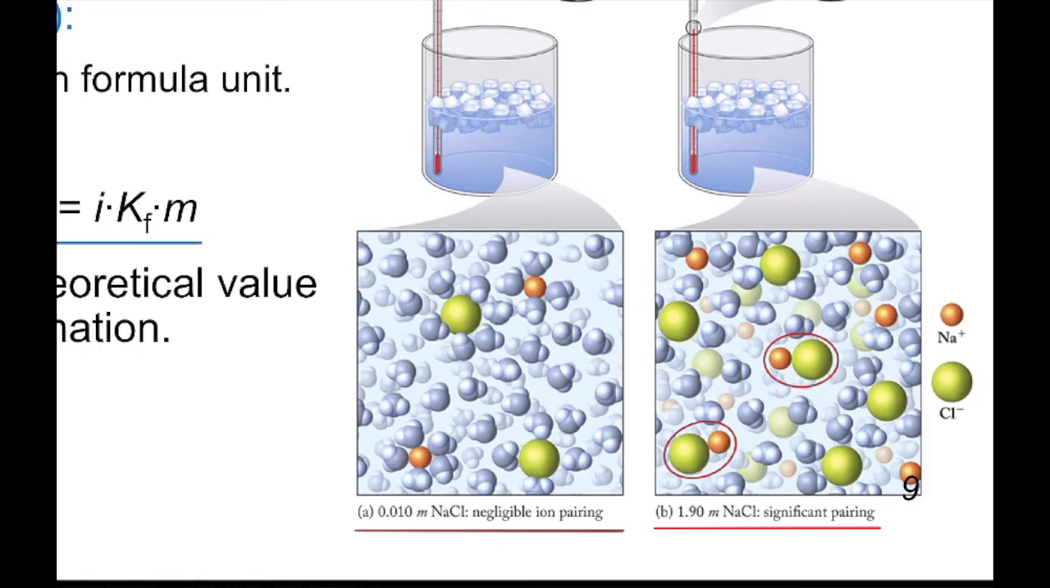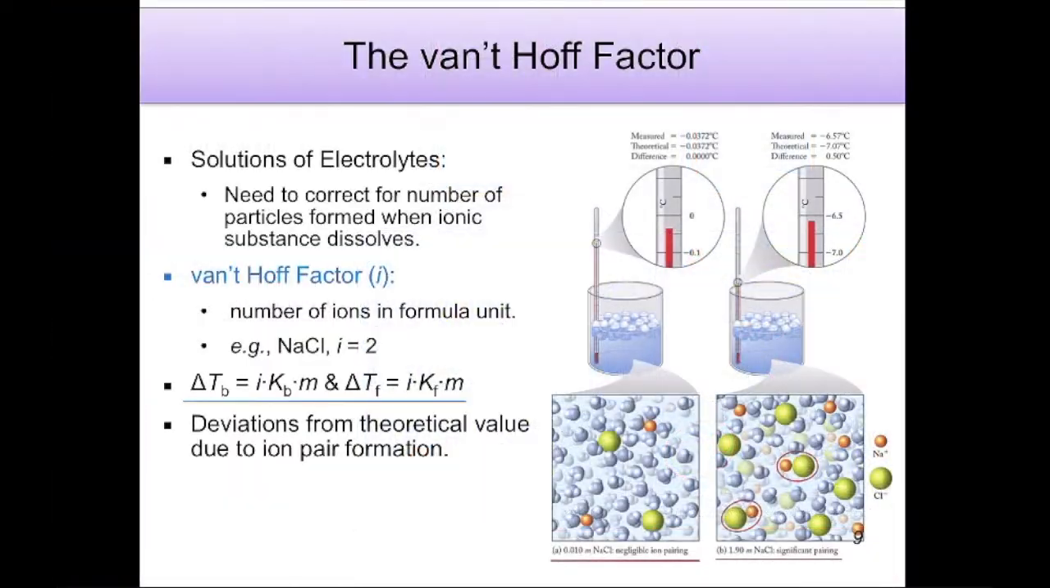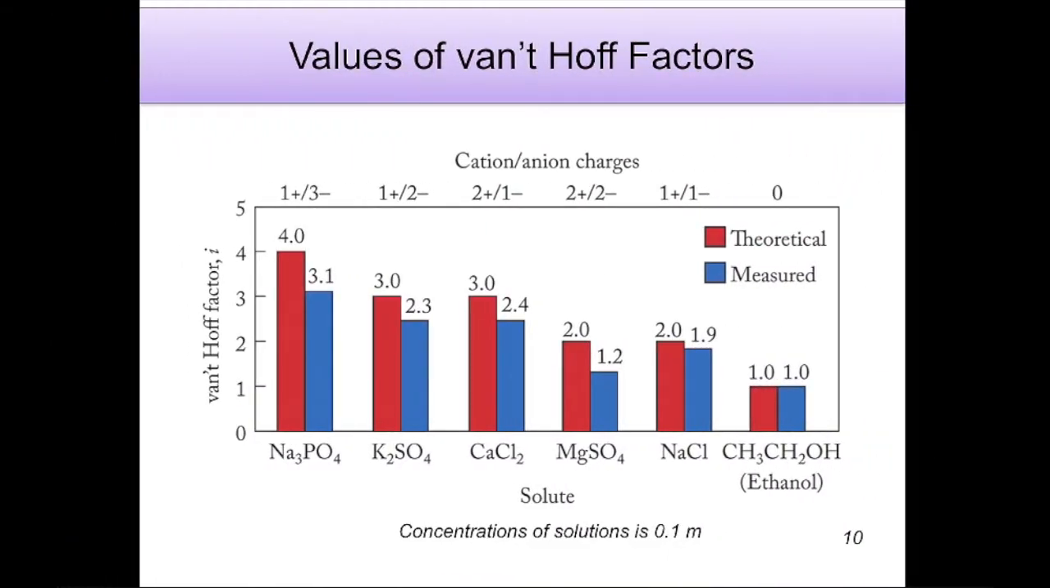Okay, so the theoretical Van't Hoff factor would be the one that you would expect just based on how an ion would break up. The actual Van't Hoff factor, or the observed Van't Hoff factor, would be what would occur in solution. So if we had a higher concentration of solution, this number would always be less than the theoretical Van't Hoff factor. So the next slide I have some examples of a theoretical versus a measured Van't Hoff factor.